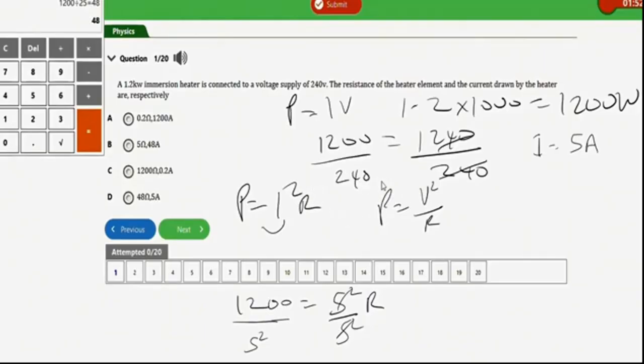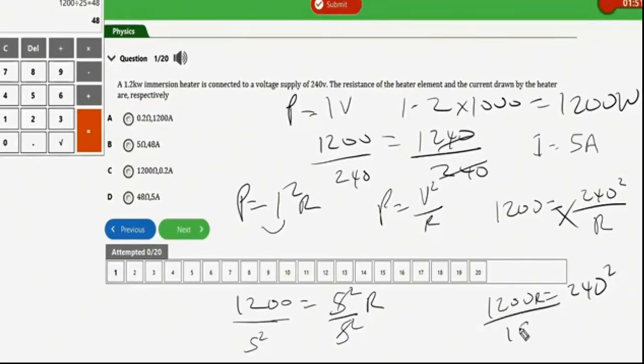Let's check the second formula, power equals V squared over R, where V is 240. Let me show you that either of them will work. So this will give us 1200 equals 240 squared over R. When we cross multiply, we have R equals 240 squared divided by 1200. So R will be, let's check on the calculator.